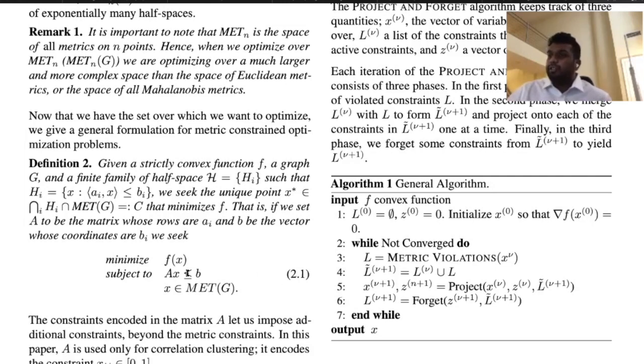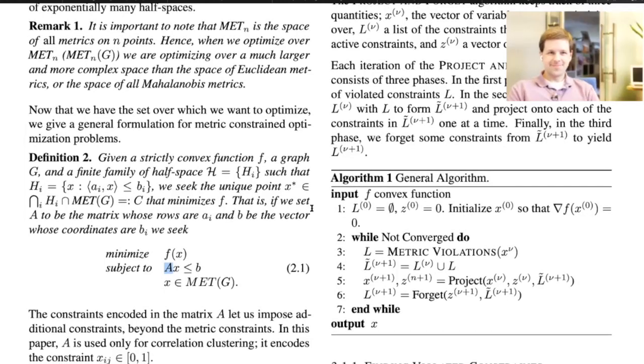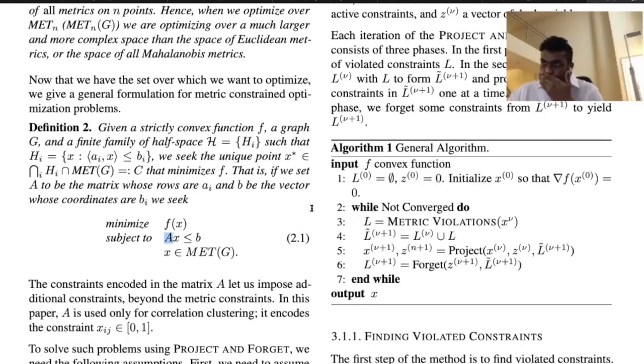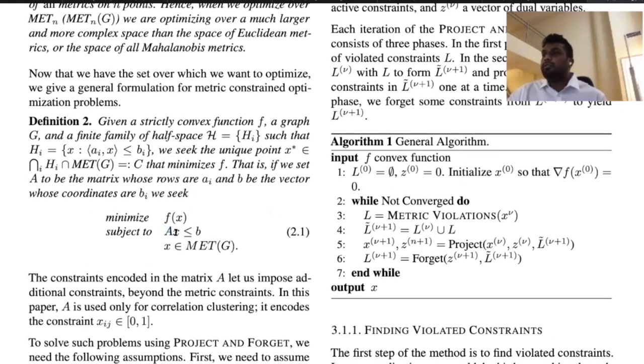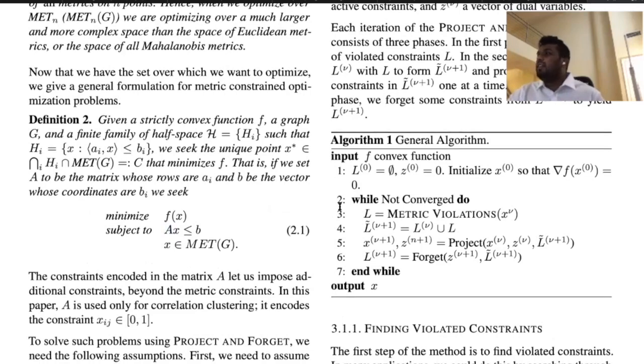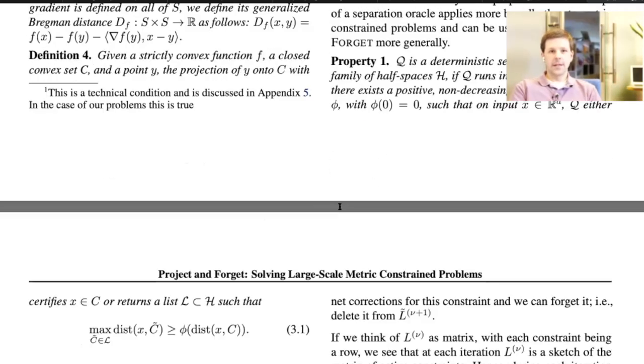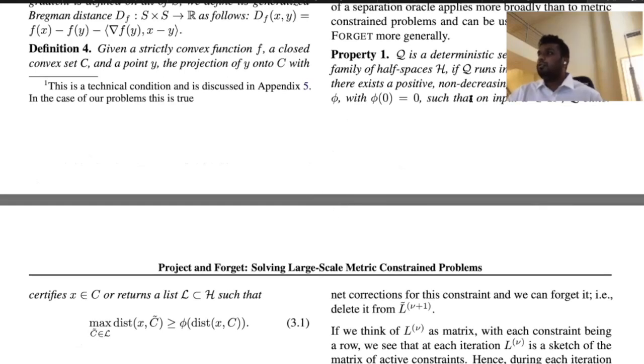And our point is, we say this matrix A is extremely large. In the case of metric constraint problems, it's n cubed. Some other problems, maybe even exponential, and we just don't want to write it down. And so what our algorithm needs is an oracle that takes a point X and gives us some violated constraints. And we look at this in terms of two different oracles.